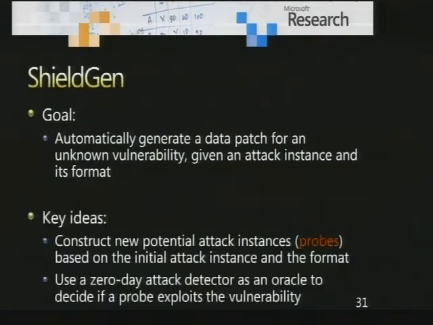Let me go back a little bit. The goal of ShieldGen is to automatically generate a data patch for unknown vulnerabilities, given the attack instance and the format. The key idea, if you recall, which I said 20 minutes ago, is that we want to construct a new attack instance based on the initial attack and the format. And we feed the attack instance to an oracle and decide if that new attack instance will trigger the attack. We continue that process until we find the vulnerability signature.